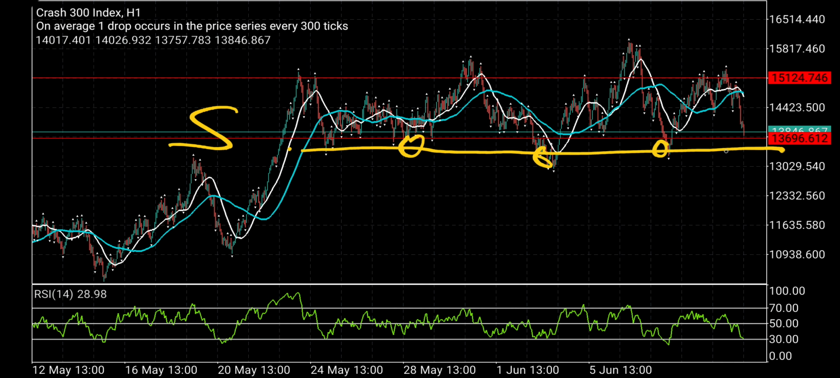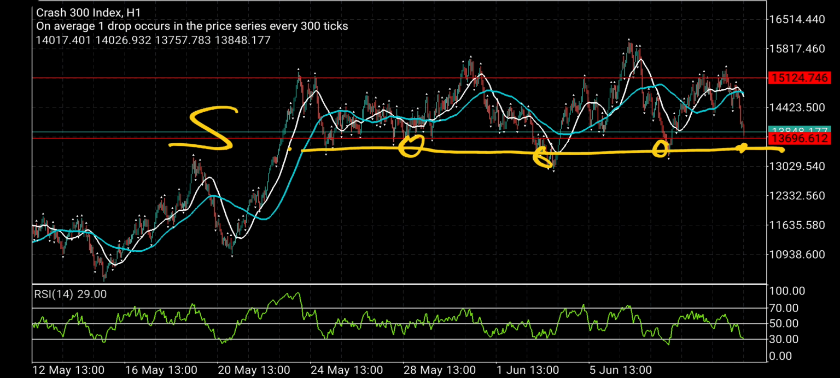On this first touch, I don't know how strong this support is going to be again. Probably it's going to break or not. So do not rush to go into this market. Wait for this touch, then you can enter for a buy, and use a tight stop loss.